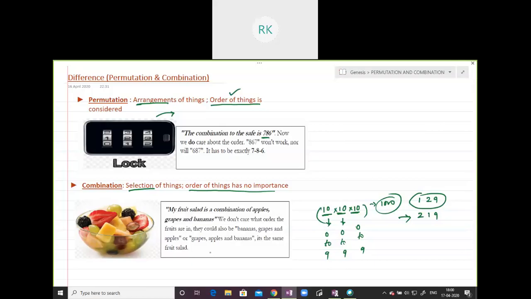But in the case of permutation, the order of the things does matter. Very, very important. So once I fix the passcode 786, if I'm writing 876, of course it will not unlock the lock. So I have to use the same order, 786. Then I can unlock the lock, right? So permutation is the arrangement. That's all, and the combination is a selection. So we'll try a few.